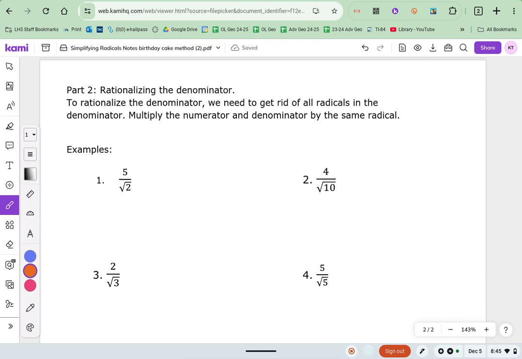Okay, so flip on over to the back part called Rationalizing the Denominator. We'll do this part. I'll let you guys practice a couple on your own, and then we'll switch over to our second part of our notes for today. All right, so rationalizing the denominator, what does that mean?